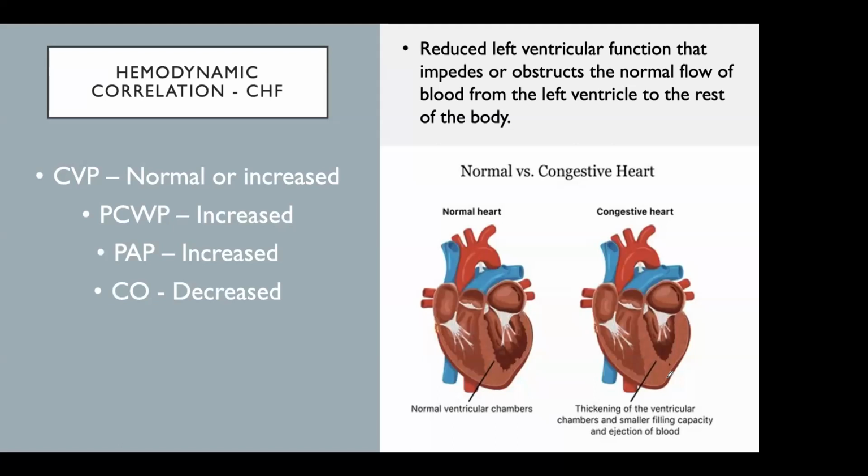CVP's normal or increased, right? It can begin to start backing up into the blood, making the right heart start to work harder. And generally, left heart failure, if left untreated, can lead to a right heart failure as well. Pulmonary capillary wedge pressure increased. Pulmonary artery pressure increased. That left ventricle is having to work harder to move that blood, and it's doing so less effectively. Cardiac output decreased.